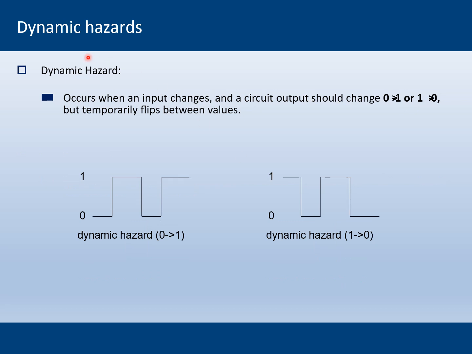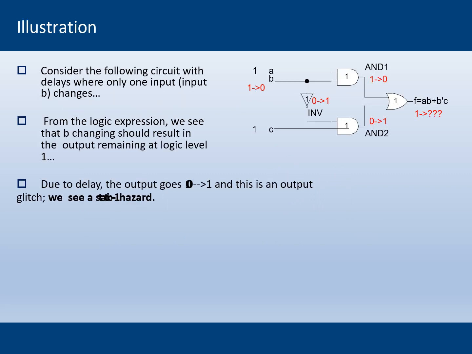Next, we have the dynamic hazard. It occurs when an input changes and a circuit output should change from 0 to 1 or 1 to 0, but temporarily flips between values. So this is the change, flipping between 0 to 1 and 1 to 0. We are now going to illustrate with the help of a circuit, and we are going to look at how we can avoid or eliminate this hazard.